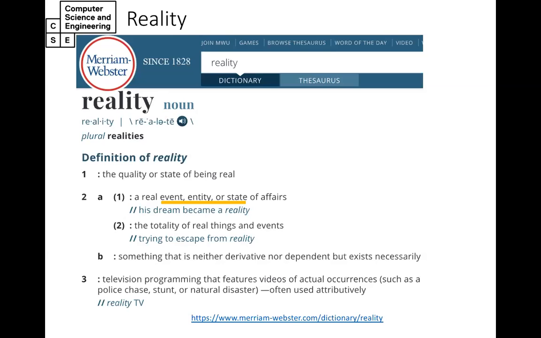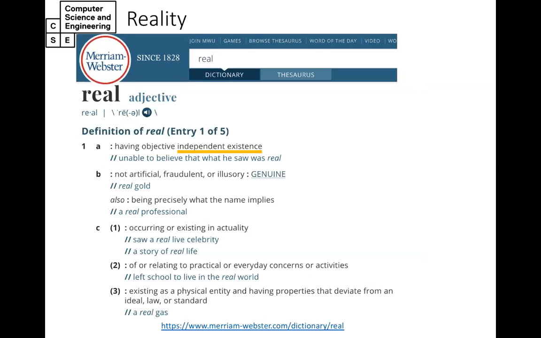Dictionary says it's an event, an entity, or a state of affairs having an objective, independent existence. So what this is saying is that reality exists independent of us, or independent of observation. So do they have this in Spanish where they say, if a tree falls in the forest, did it make a sound? You ever heard that? What do they say in Spanish?